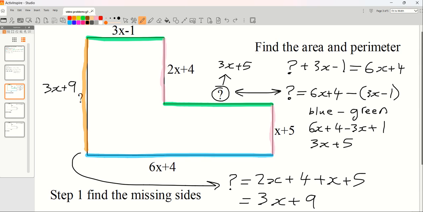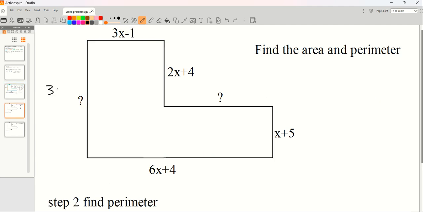So our orange side is going to be 3x plus 9, and this green side right here is 3x plus 5. To continue with this question, we are going to move to step 2, which requires us to find the perimeter. So keep in mind, we need these measurements which we found in step 1. This long one is 3x plus 9 and the short one's 3x plus 5. So now we're going to put our 3x plus 9 here and our 3x plus 5 over here. This step asks us to find the perimeter.